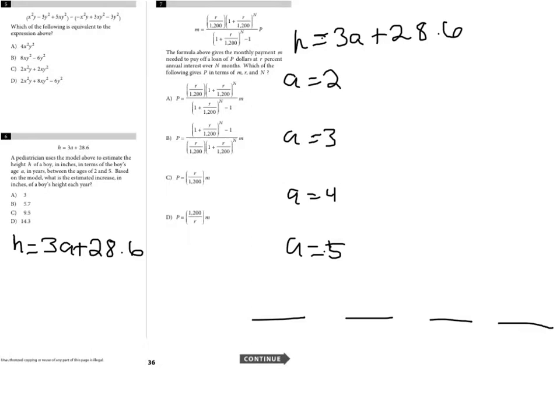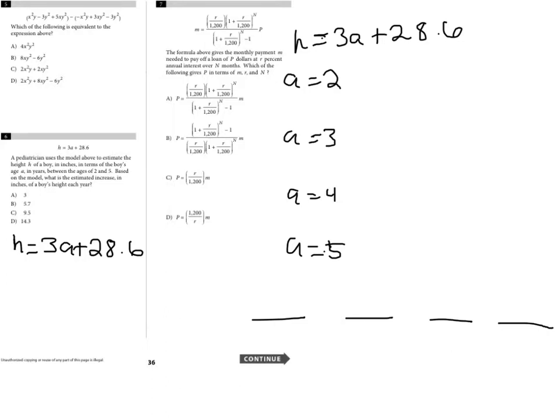Alright, look at number 6 now. A pediatrician uses the model above, which is h equals 3a plus 28.6, to estimate the height, which is h, of a boy in inches in terms of the boy's age, a, in years, between the ages 2 and 5. So based on this model, what is the estimated increase in inches of a boy's height each year? So they want you to find out between the ages of 2 and 3, 3 and 4, and 4 and 5, there is a constant increase in height.